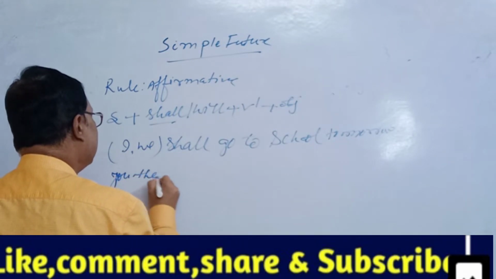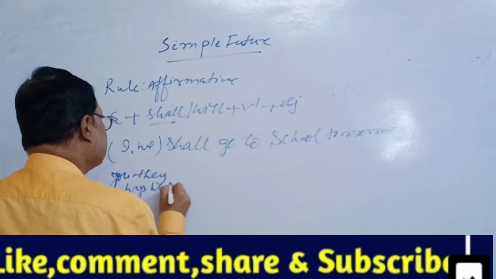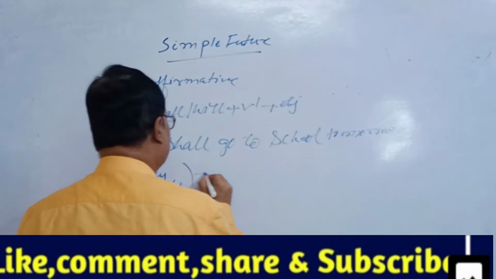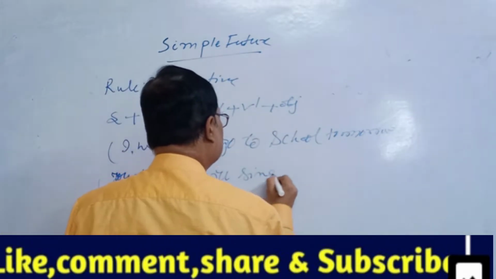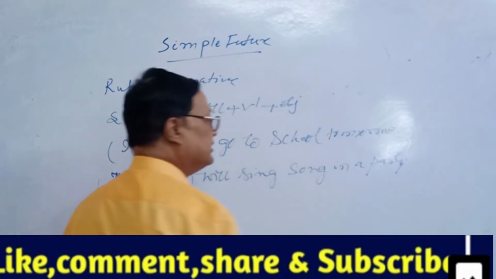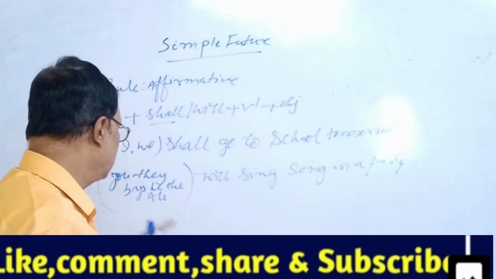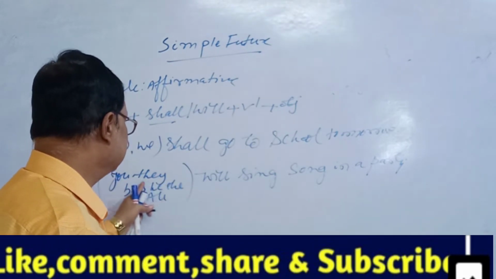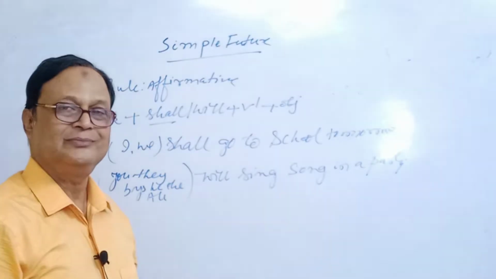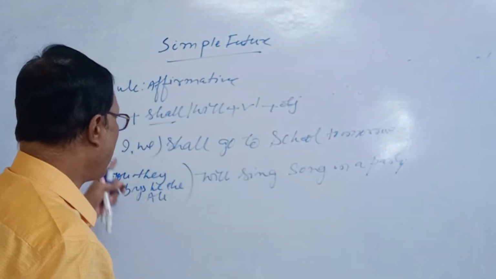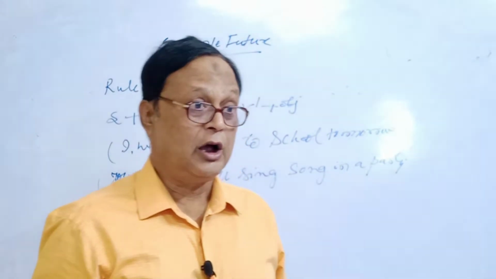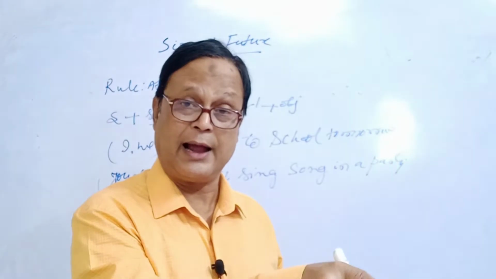Suppose here: you, they, boys, he, she, all. At a time, all subjects will take will. Will sing a song in a party tomorrow. Main, tum, you will sing. They will sing, you will go, they will go, they will play, they will make. It is called an affirmative sentence. I will meet you tomorrow. Main kal aapse mulaqat karunga. You will come tomorrow. Aap kal aayenge.